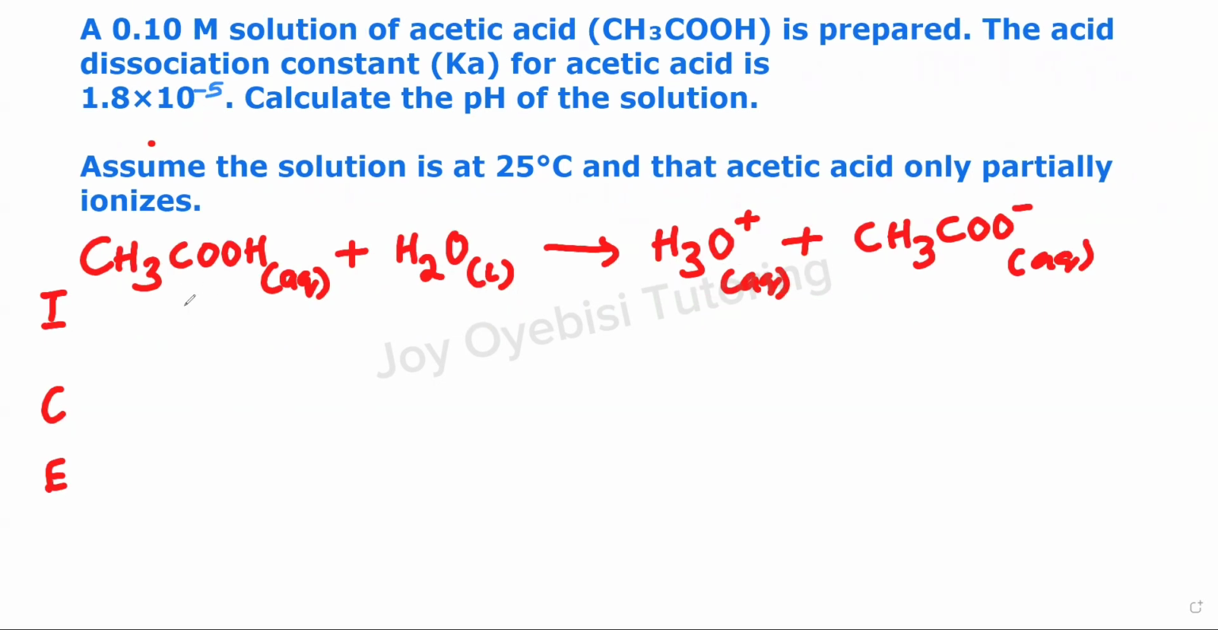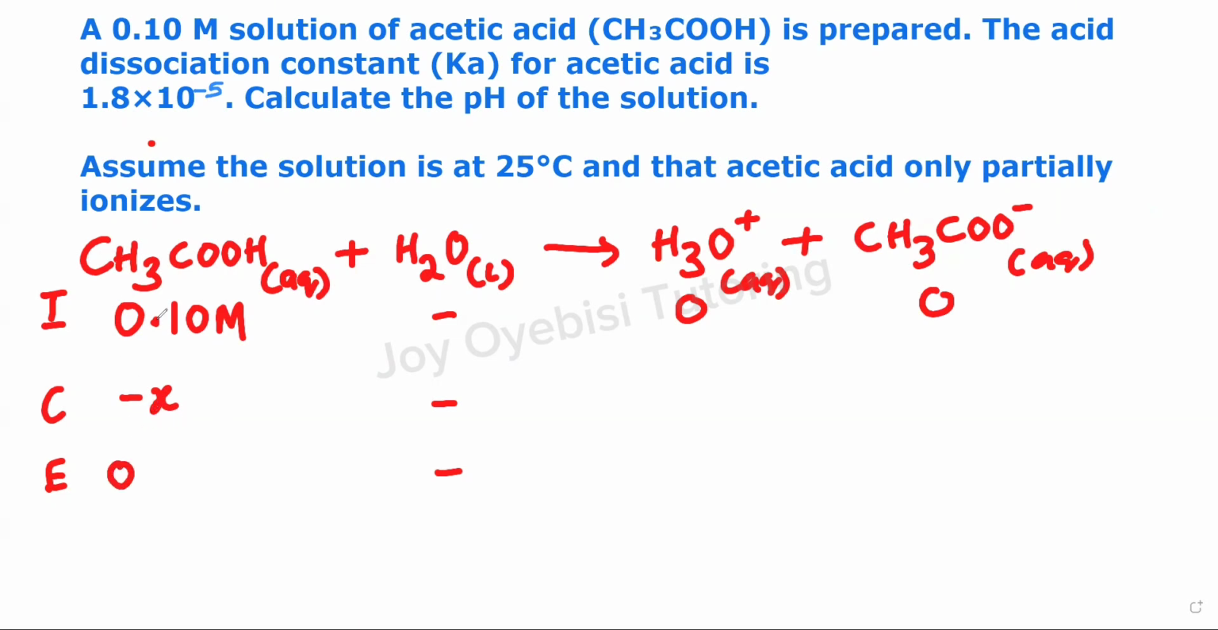So initially, we had a 0.10 molar concentration of CH3COOH. The concentration of liquids and solids are negligible, so we're going to ignore this H2O liquid, okay? H3O+ was not there at the beginning. Also, the acetate was not there at the beginning, okay? The change in concentration is going to be negative X. We don't know what it is, and since you just have one mole, it's just going to be negative 1X.